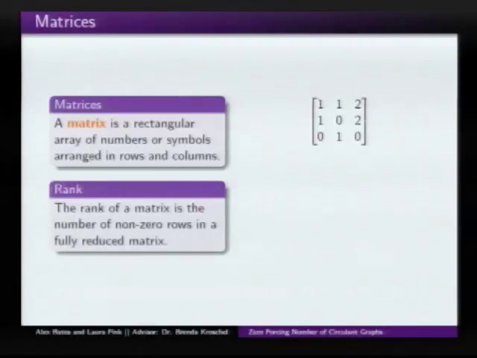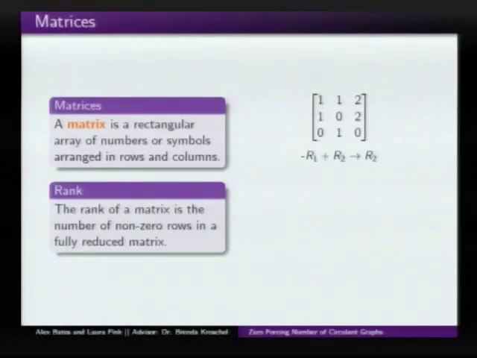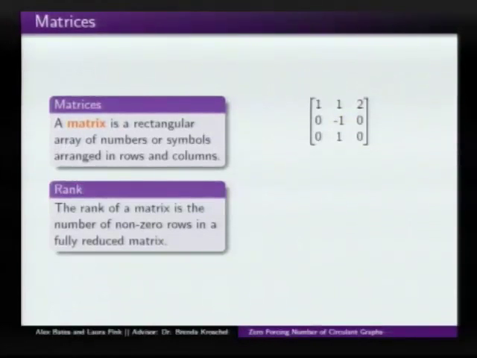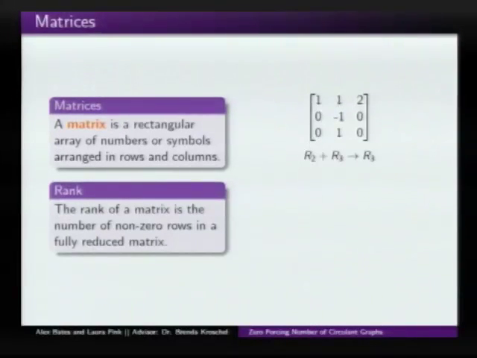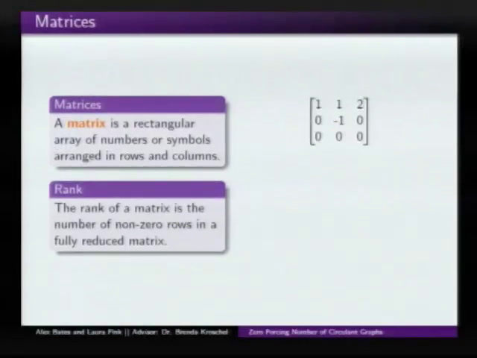The rank of a matrix, we say, is the number of non-zero rows in a fully reduced matrix. And the way we reduce a matrix is by row operations. For example, we could take -1 times the first row and add it to the second row and get a new second row. Here we show just the operation, and now we have a simpler second row. And then if we add the second row to the third row and replace the third row, now we're down to only 2 non-zero rows.